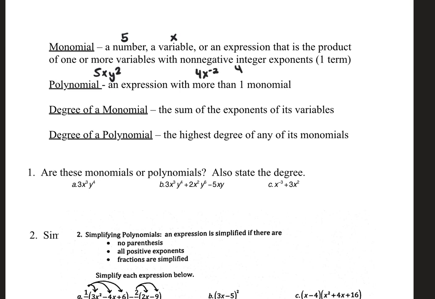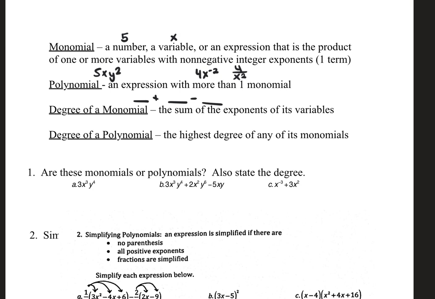Or if I write it as 4 over x to the 2, that's the same thing, meaning we can't have x in the denominator to be classified as a monomial. Despite doing all of the exponent rules with it, we just wouldn't call those monomials. A polynomial is just an expression with more than one monomial. So what you'll see is terms separated by pluses or minuses, and that would be called a polynomial as long as it meets the same requirements as the monomial.